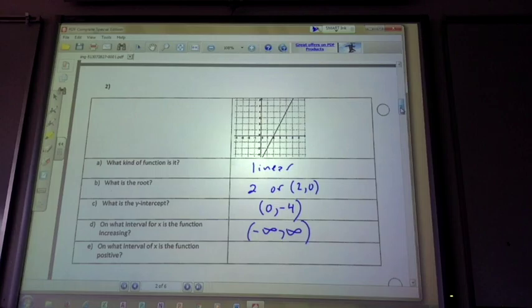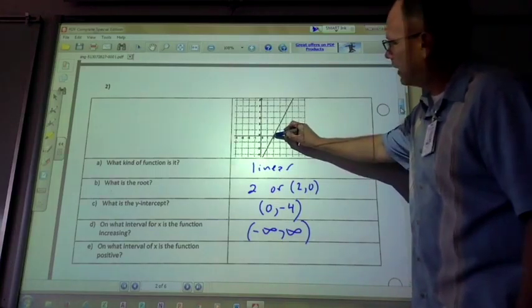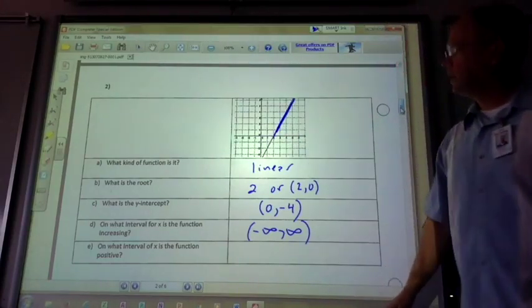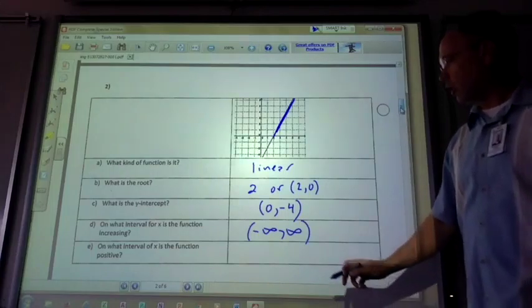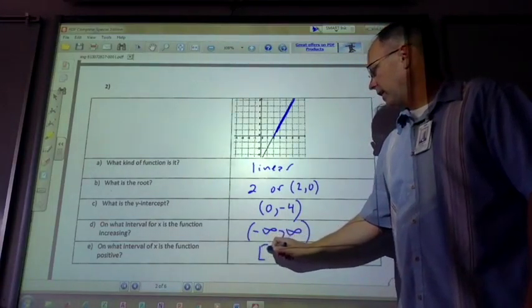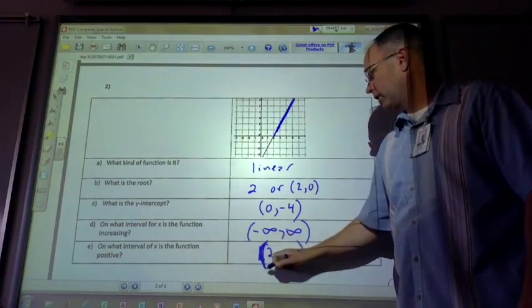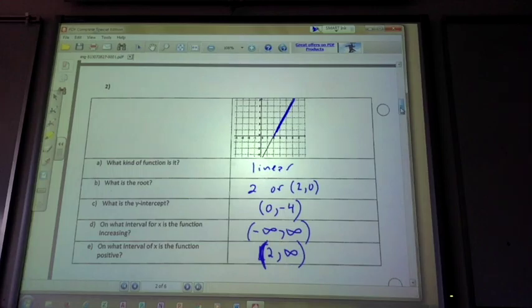And then on what interval is the function positive? So we're going from here on up. That's where it's positive. So where in the x do we start? 2. So that could be a square bracket. So from 2 to infinity. I guess you could technically call it a rounded bracket, because at 2 it's actually at 0, and 0 is signless. So 2 to infinity. If you put the square bracket, I'm not going to dink you for that. We good? Everyone feel okay?